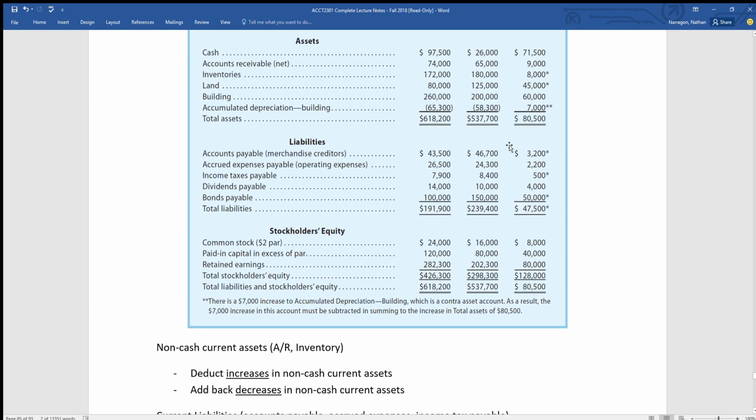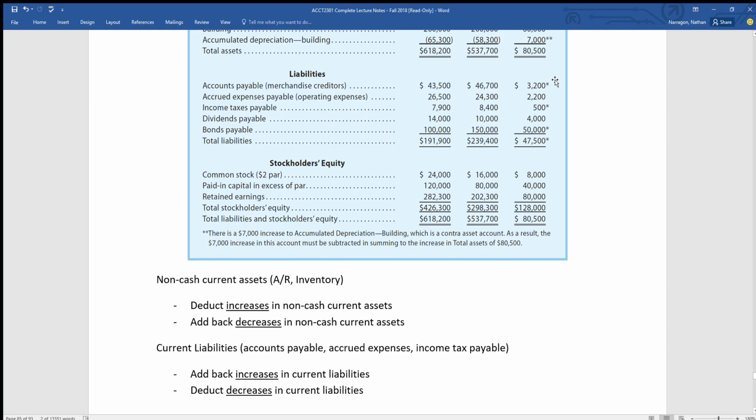So again, with a decrease, you need to add back. That means we actually sold more inventory or it went obsolete. So those decreases get added back, while any increase between the 2 years actually gets deducted.